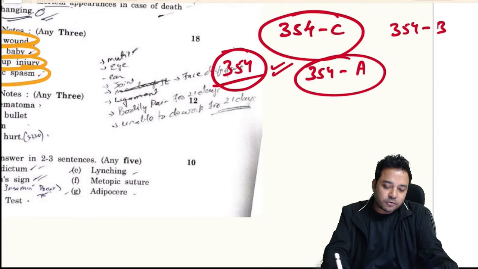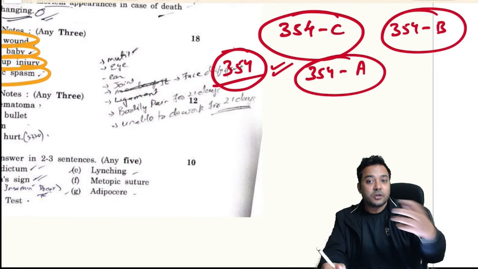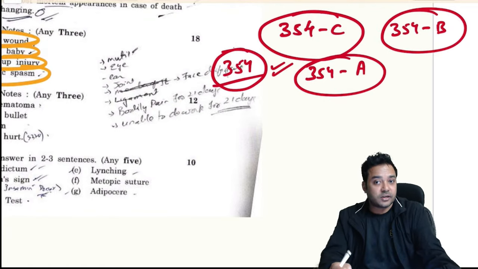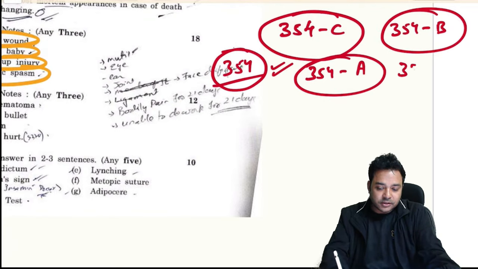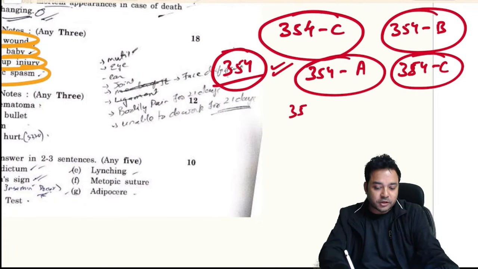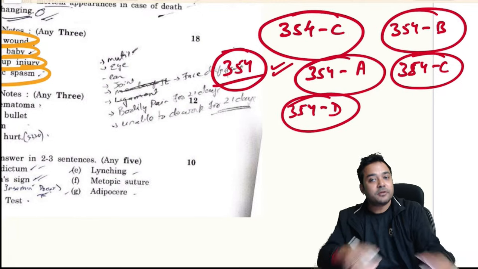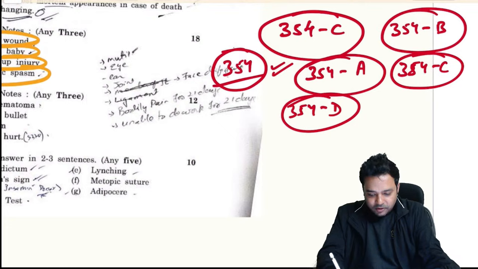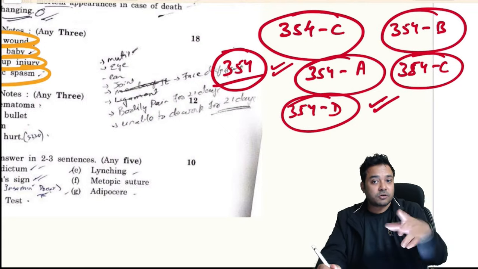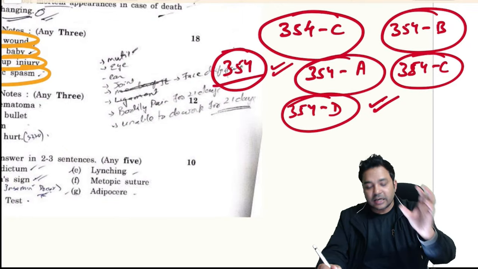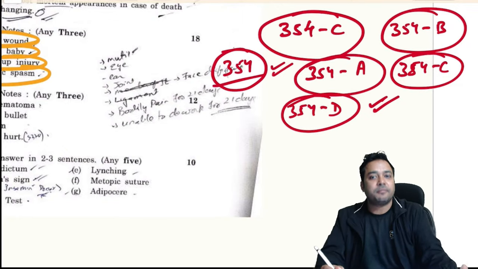354B goes with B of disrobe. What do you mean by disrobe? Sexual assault to disrobe a female means to undress a female forcefully. Then comes 354C. This is what is called voyeurism. And then comes 354D. Write this completely. The examiner will be fully happy and you will get full marks. 354D defines stalking. What is stalking? Repeatedly following a female, either physically or digitally, with clear prior disinterest shown by the female.